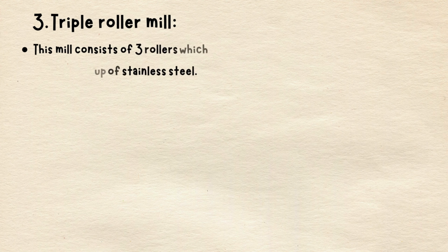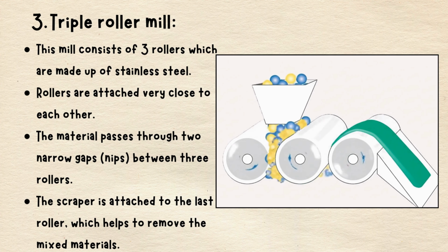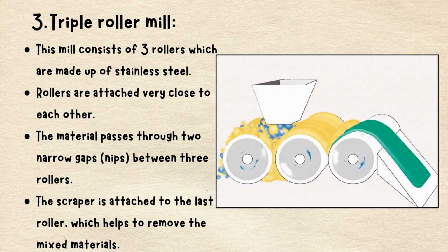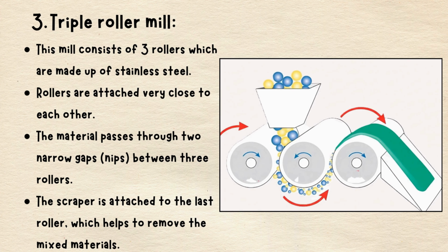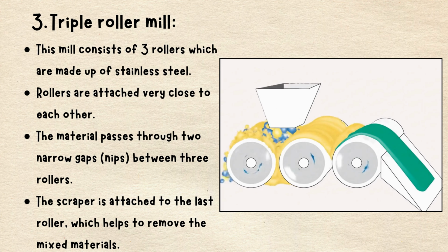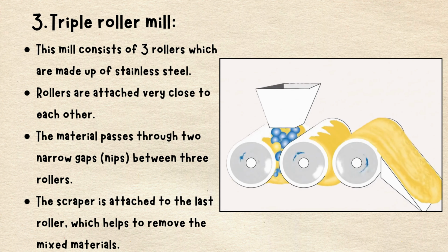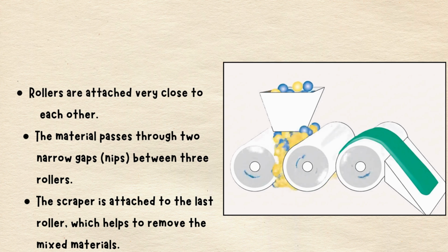Third one is the triple roller mill. This mill consists of 3 rollers which are made of stainless steel. Rollers are attached very close to each other. The material passes through 2 narrow gaps or nips between the 3 rollers. The scraper is attached to the last roller, which helps to remove the mixed materials. Mainly ointment bases are mixed in this machine.